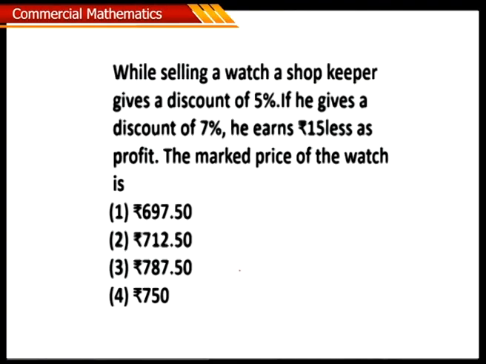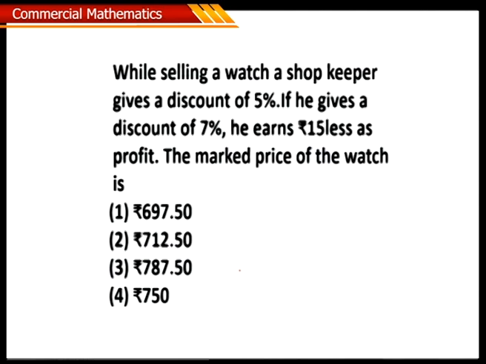Profit and loss problems we have seen, simple interest we have seen, and percentages also we have seen. Now how do we go for the other problems? Let us see. Here the next question goes like this, just look at the screen. While selling a watch, a shopkeeper gives a discount of 5%. If he gives a discount of 7%, he earns 15 less as profit. The market price of the watch is.